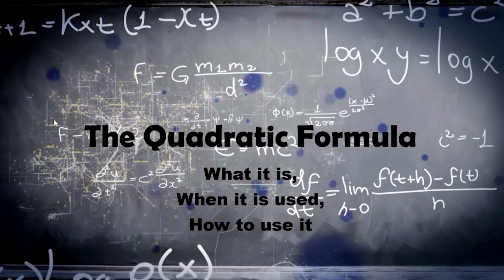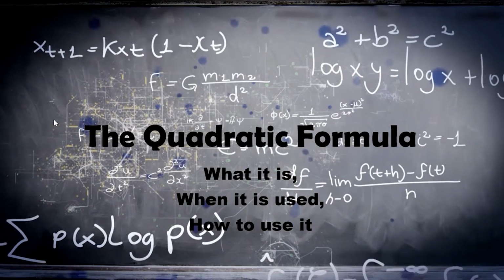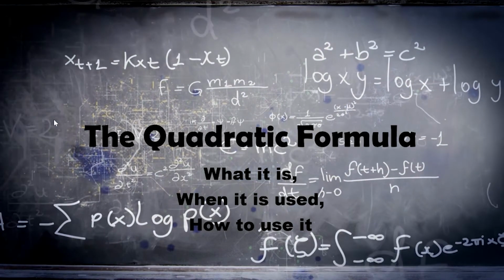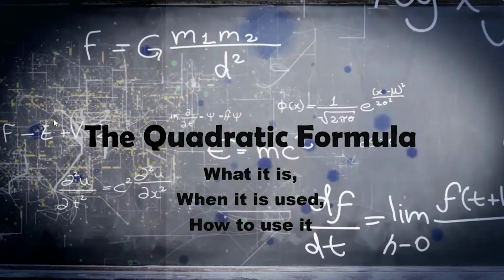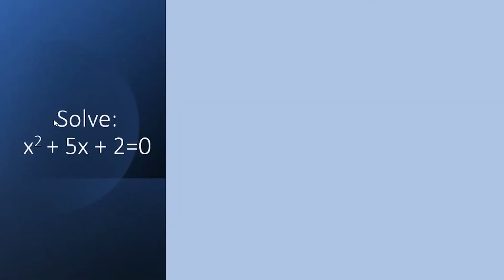Welcome to the quadratic formula, what it is, when it is used, and how to use it. Let's consider this equation. x squared plus 5x plus 2 equals 0. This is a quadratic equation. We can tell because the largest exponent is 2.